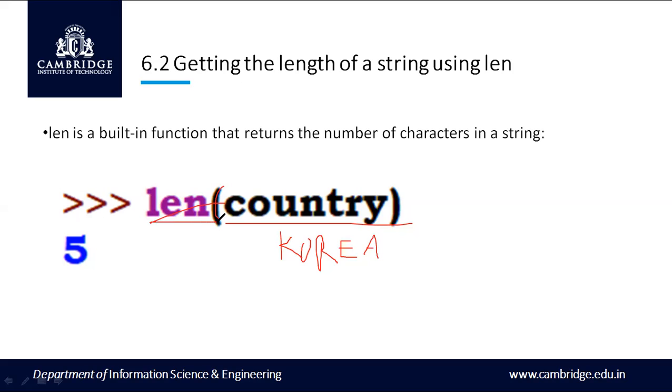When I use the length built-in function like this and execute this statement, I get the value 5. You can see here, Korea has 5 characters. The number of characters in Korea is 1, 2, 3, 4, and 5. That is why the answer 5 is written. So that is the length built-in function which is defined in Python programming.